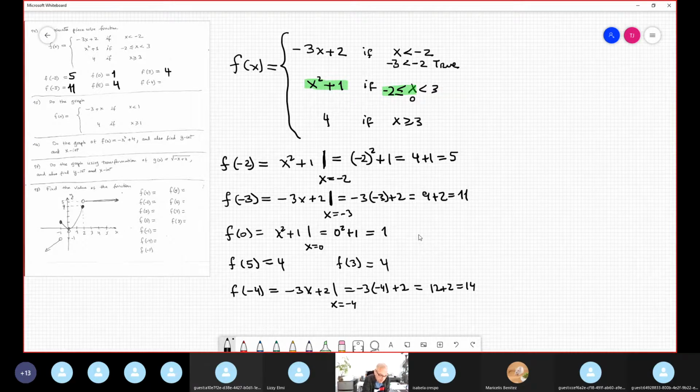Question 15 is, I want to copy it from my piece of paper, minus 3 plus x if x is less than 1, and 4, which is a constant function, if x is greater than or equal to 1.